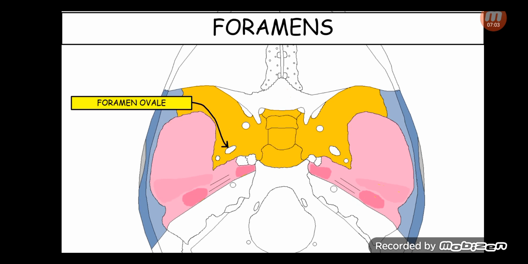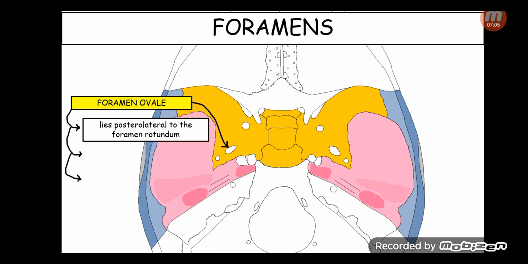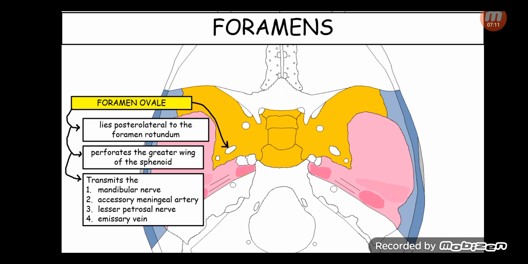The next foramen we are going to talk about is the foramen ovale. It lies posterolateral to the foramen rotundum, and it perforates the greater wing of the sphenoid, and it transmits the mandibular nerve, accessory meningeal artery, lesser petrosal nerve, and emissary vein. The mnemonic for this is MALE: mandibular nerve, accessory meningeal artery, lesser petrosal nerve, and emissary vein.